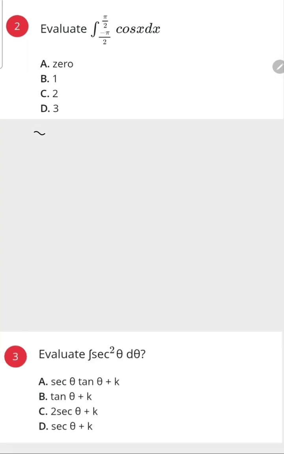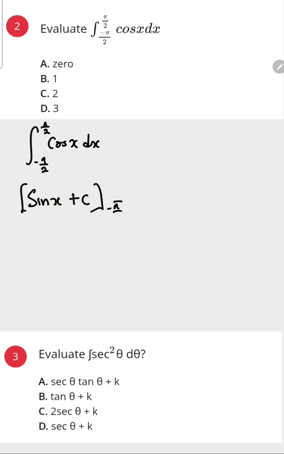Now, in this question, we have the integral. The lower limit is minus pi by 2, and the upper limit is pi by 2 of cos x dx. Now, what is the integral of cos x? The integral of cos x is sine x. So this is going to be sine x plus c, of course. Then we're going to have minus pi by 2 to pi by 2.